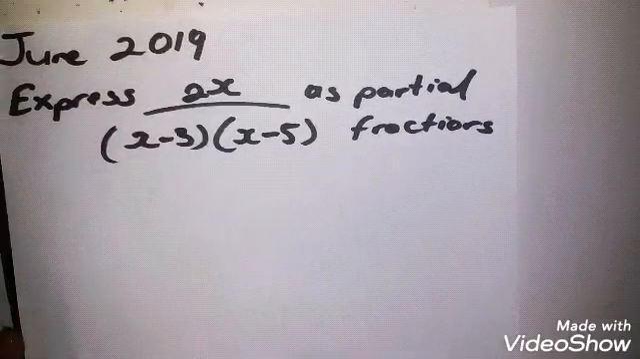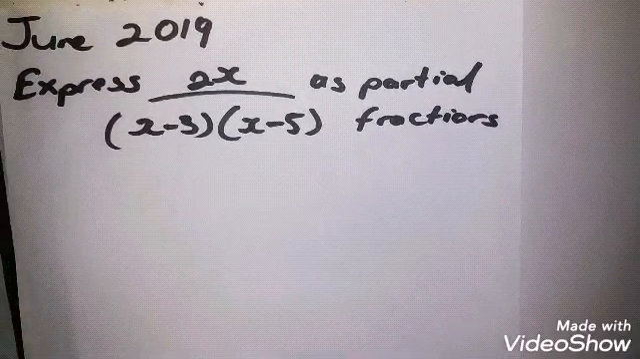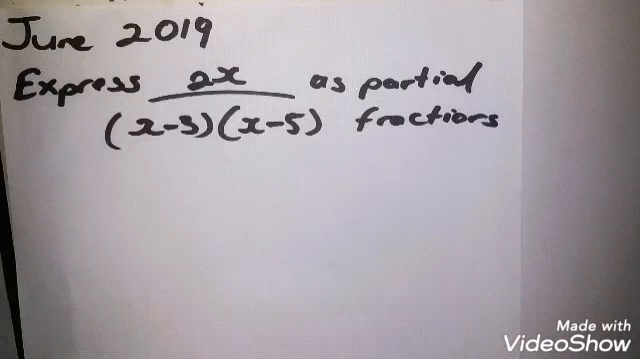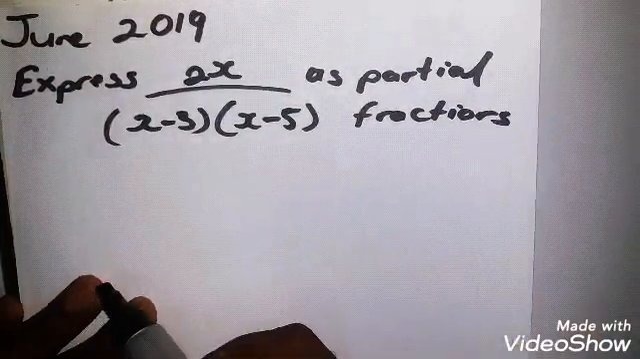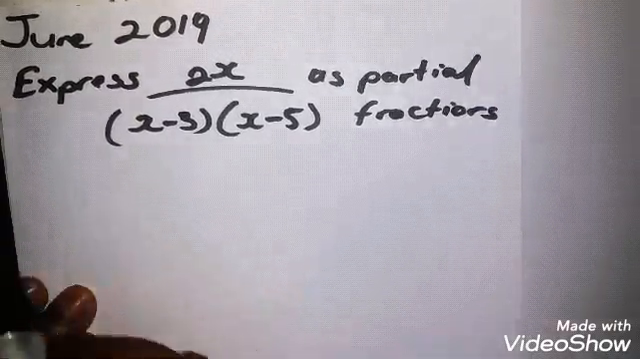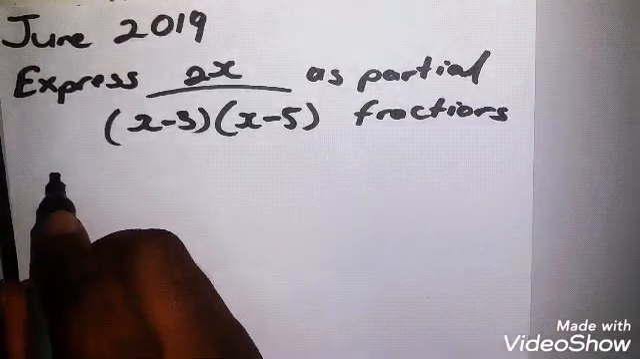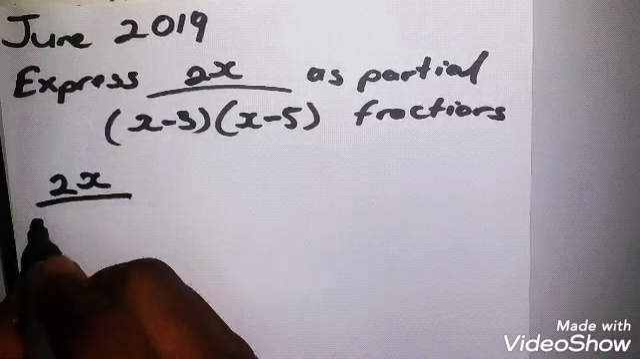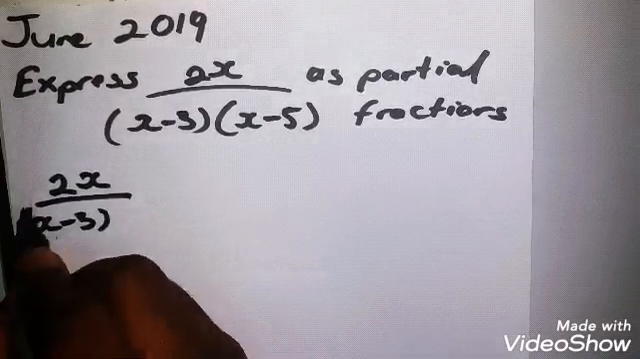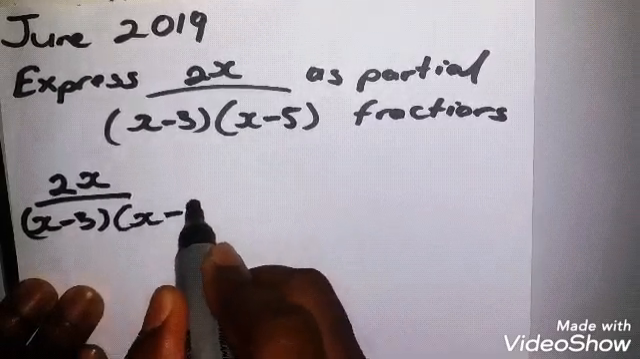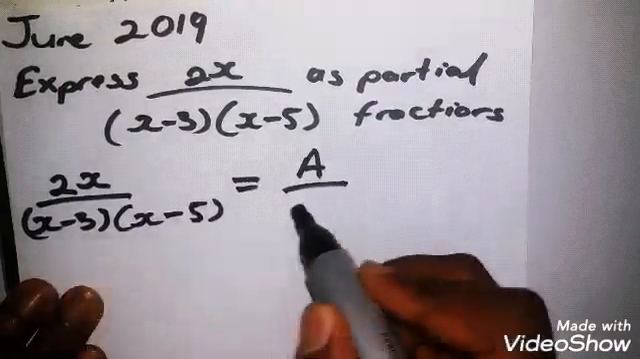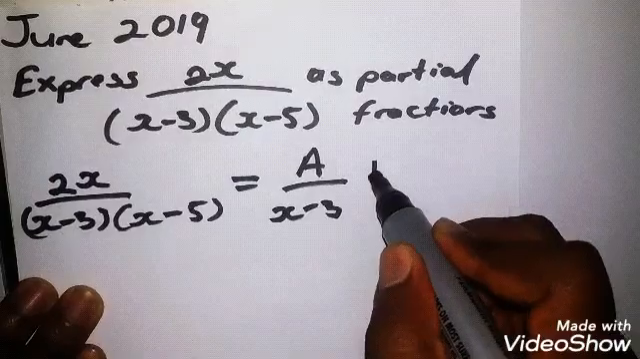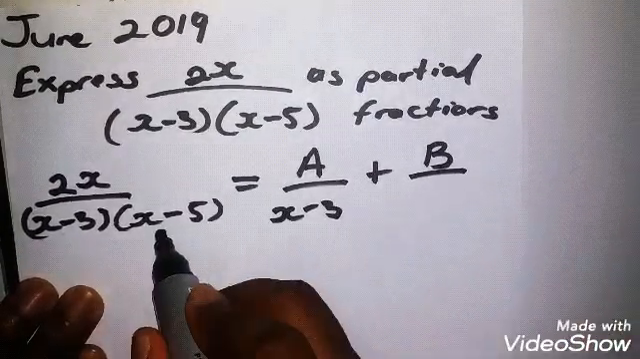So we'll take a second example. This one is from June 2019. Express 2x on x minus 3 times x minus 5 as partial fractions. Okay, so first of all, break it down. 2x over x minus 3 times x minus 5 can be written as a over x minus 3 plus b over x minus 5.